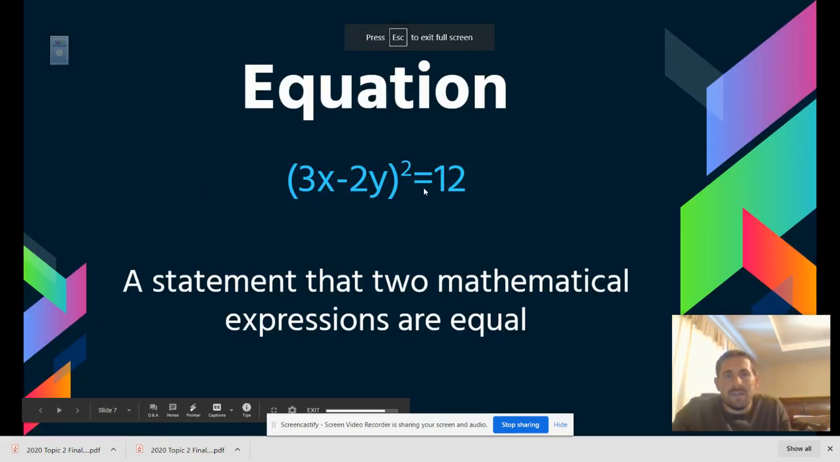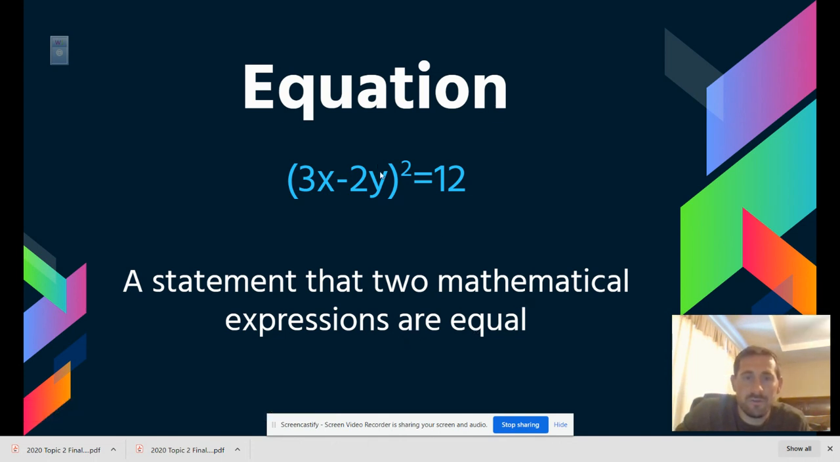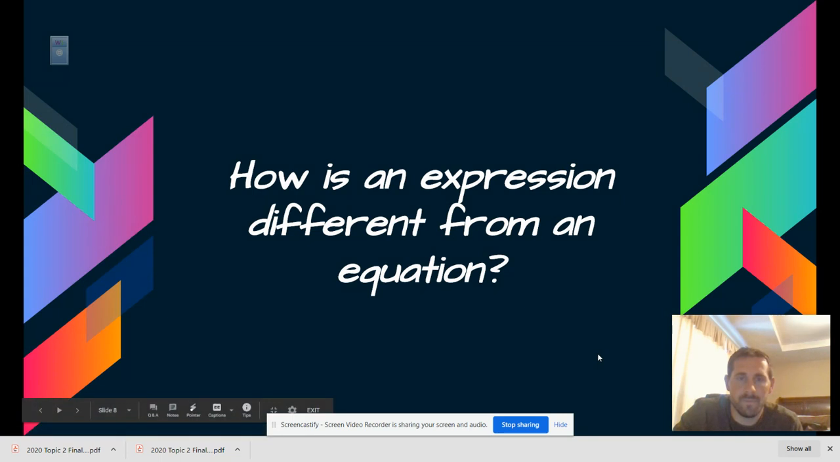In our first video, we left off here on the equation, a statement that two mathematical expressions are equal. So really, there's an expression right here. We have an expression with 3x minus 2y equals 2. We have another expression of 12. It's a combination of numbers. But then when we set that equal sign in there, it's known as an equation.